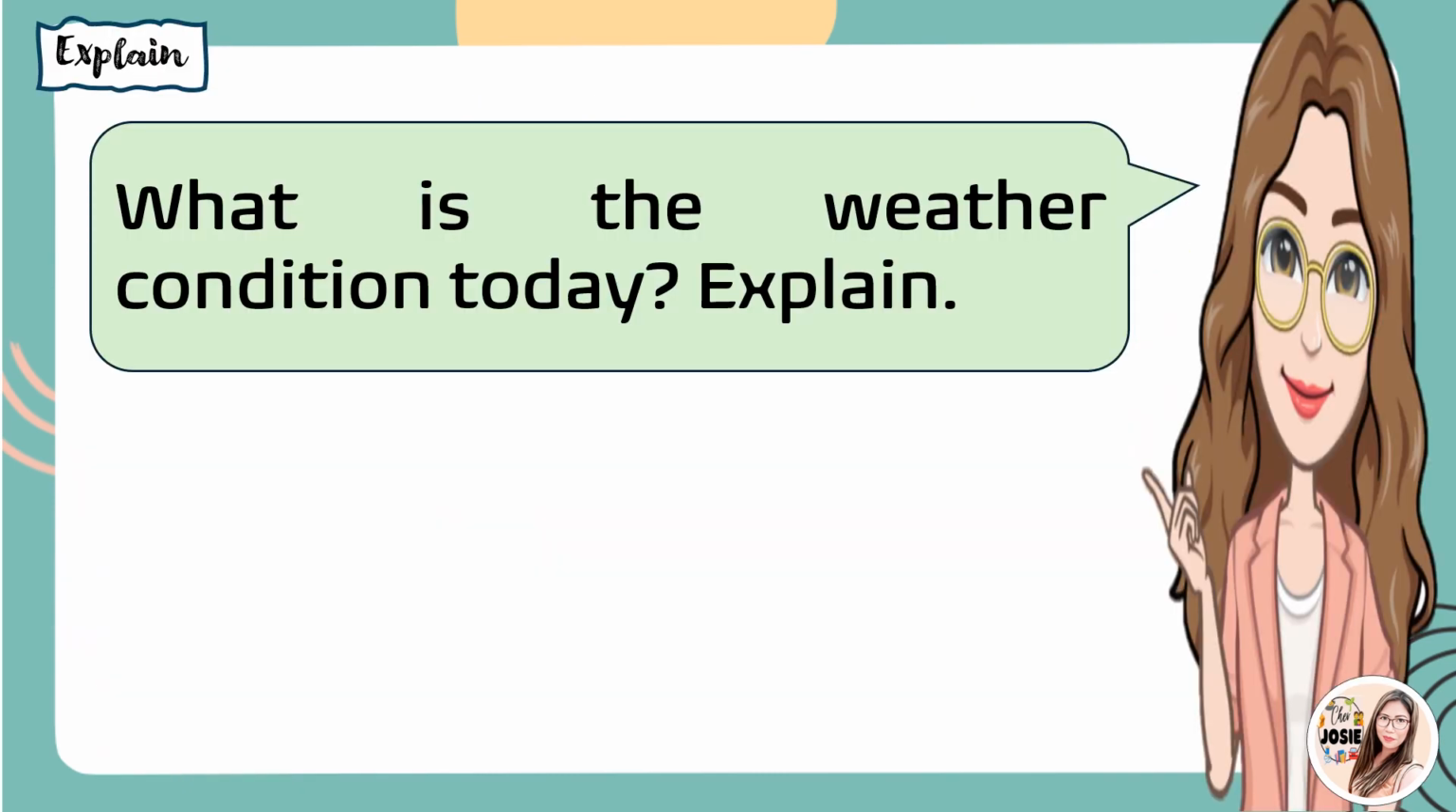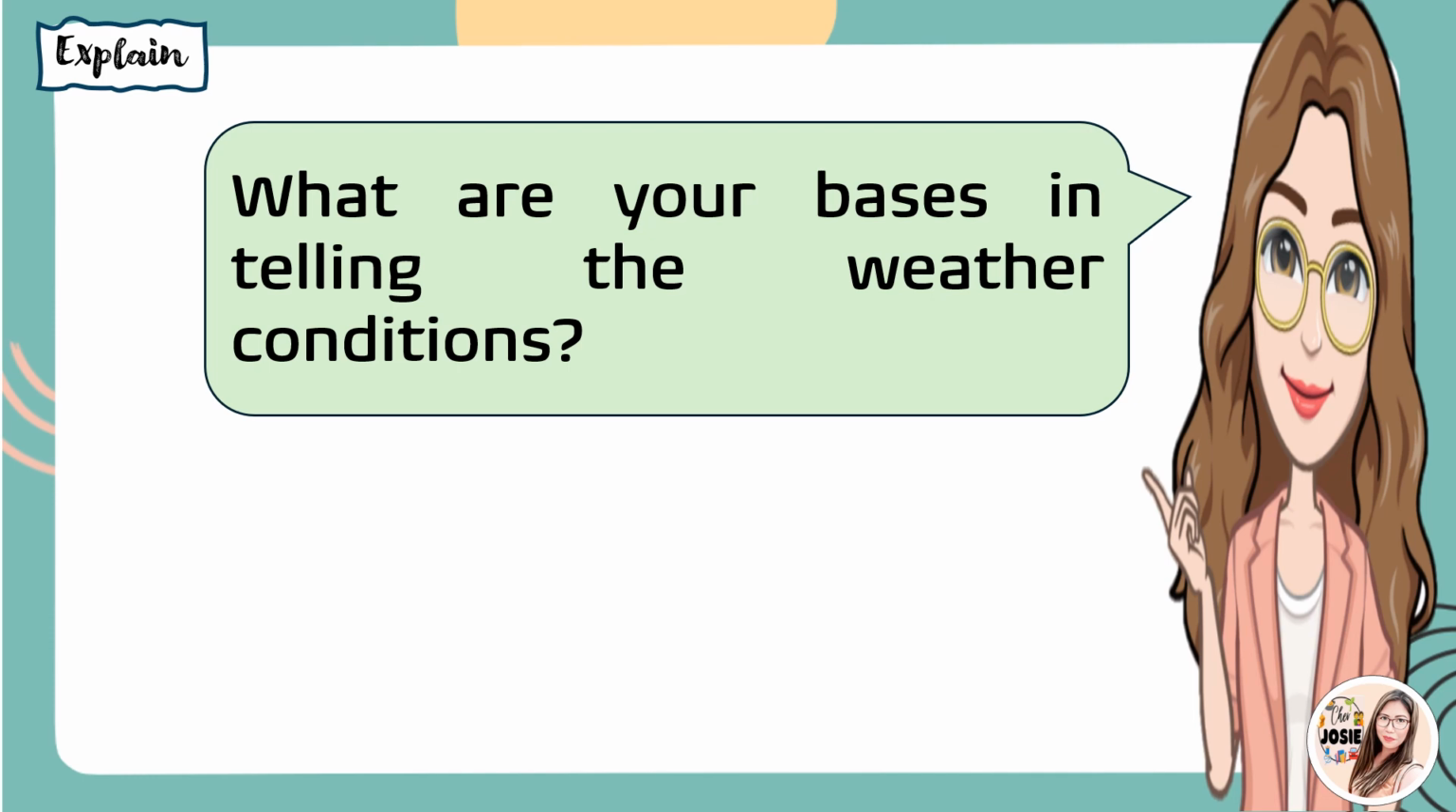Well done, kids! So based on your data, what is the weather condition today? Can you explain it? Very good. What are your bases in telling the weather conditions? Very good. So, we use the different weather elements such as the wind speed, wind direction, air temperature, and the sky condition. So, you can see the clouds that are being formed.